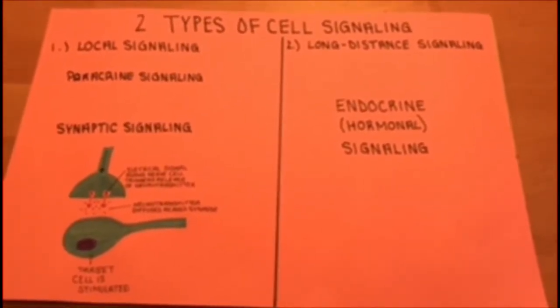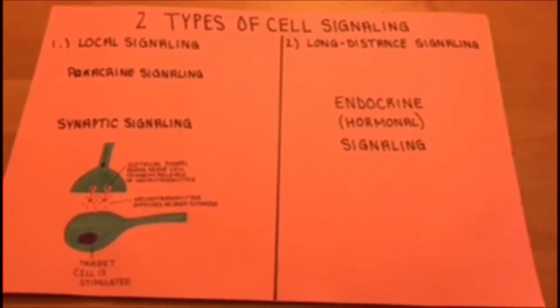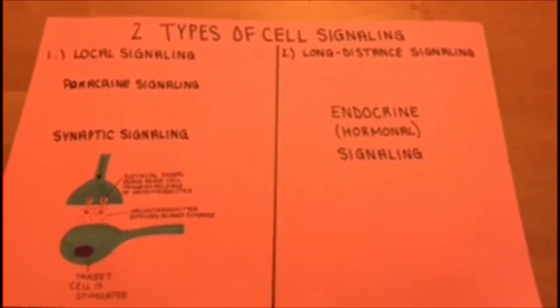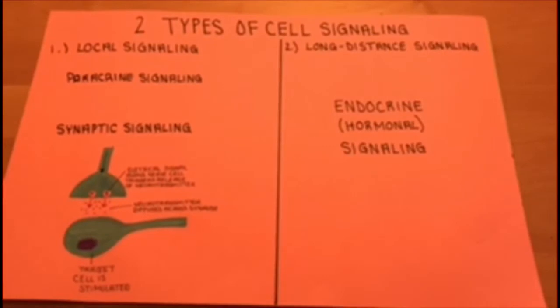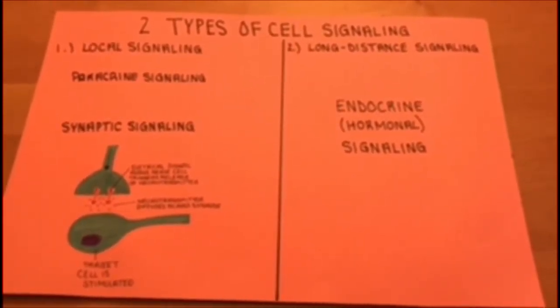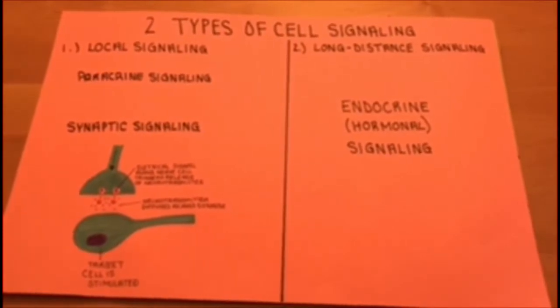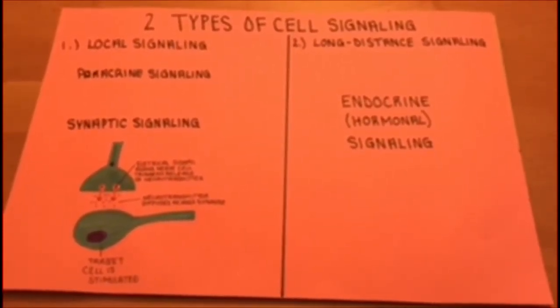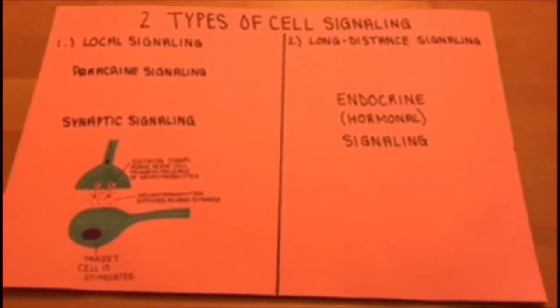There are two types of cell signaling that occur in the body: local signaling and long-distance signaling. In both types of signaling, only specific target cells that can recognize a given signaling molecule will respond to it. Long-distance signaling includes endocrine or hormonal signaling. Local signaling includes paracrine signaling as well as synaptic signaling.